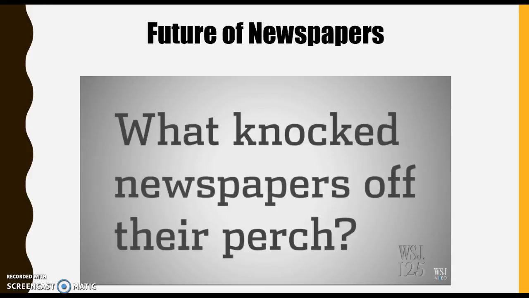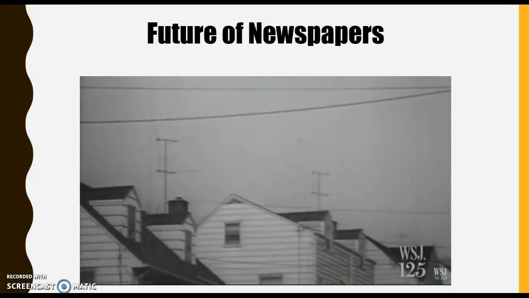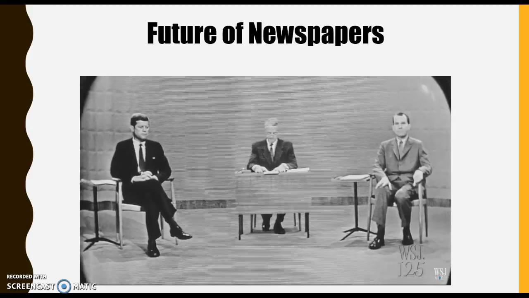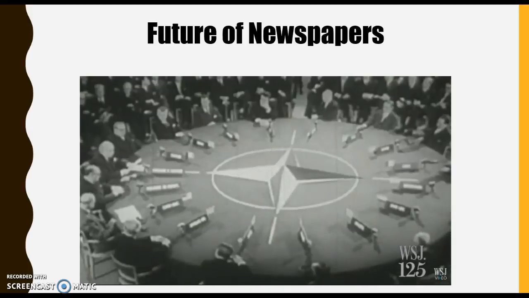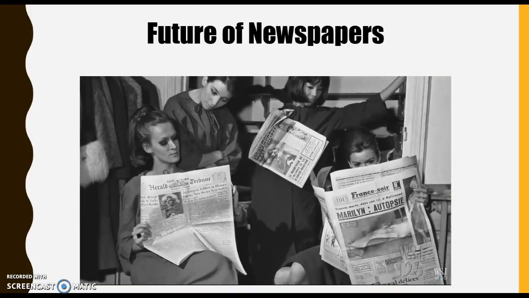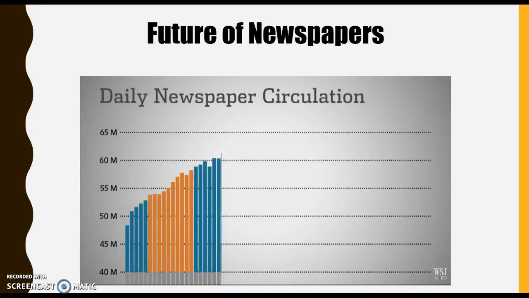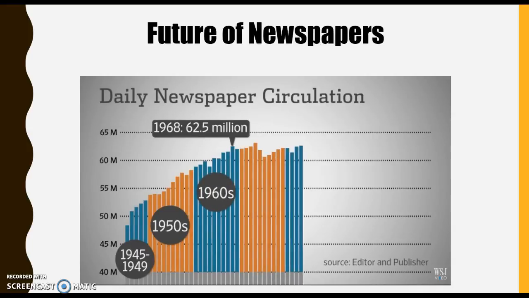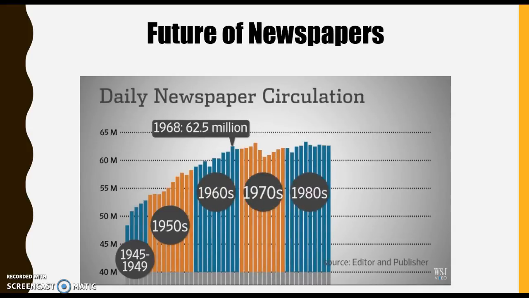What knocked newspapers off their perch? The era of television. Competition in the living room began heating up. TV by the 1960s was becoming the go-to source for fast-breaking news. But Americans for a while maintained their reading habits. After growing rapidly in the 40s, 50s, and 60s, newspapers held on to their circulation numbers through the 70s and early 80s, their numbers peaking in 1984 at over 63 million subscribers.